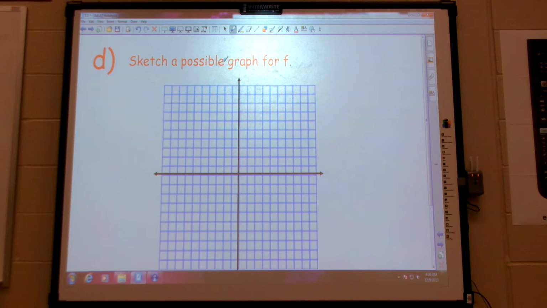Last thing, I want to sketch a possible graph for f. Just because you see the word sketch does not mean it is on paper. This is why you have the graph paper. It should say artistically drawn.